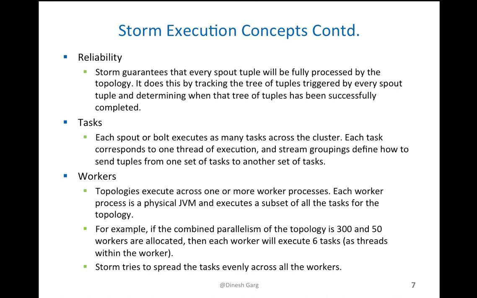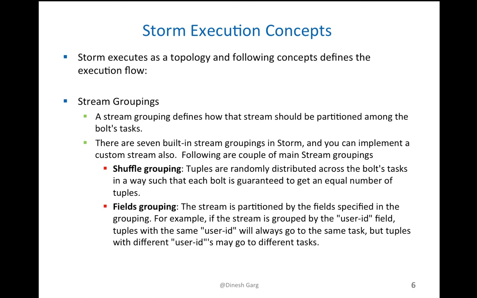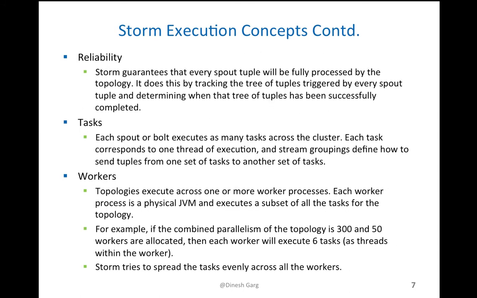Okay, so these are the Storm execution concepts. Continuing on the Storm execution concepts, the other concept is reliability. Storm guarantees that every spout tuple will be fully processed by the topology. It does this by tracking the tree of tuples triggered by every spout tuple and determining when that tree of tuples has been successfully completed.